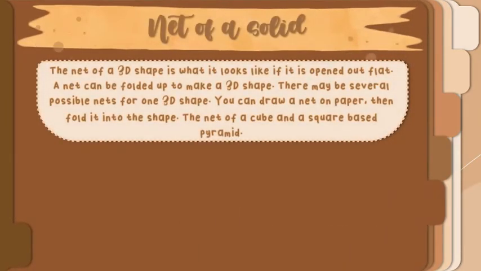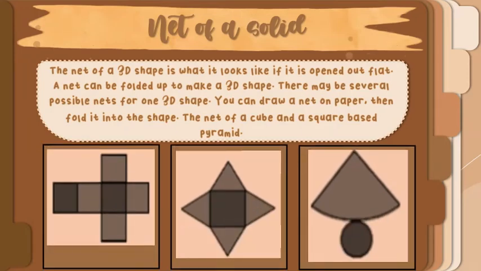Net of a solid. The net of a 3D shape is what it looks like if it is opened out flat. A net can be folded up to make a 3D shape. There may be several possible nets for one 3D shape. You can draw a net on paper, then fold it into a shape. The nets of a cube and a square-based pyramid are as follows. The first one is the net of a cube, the second one is the net of a square-based pyramid, and the third one is a cone.